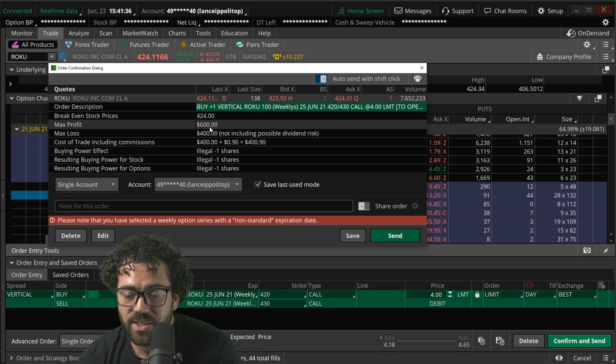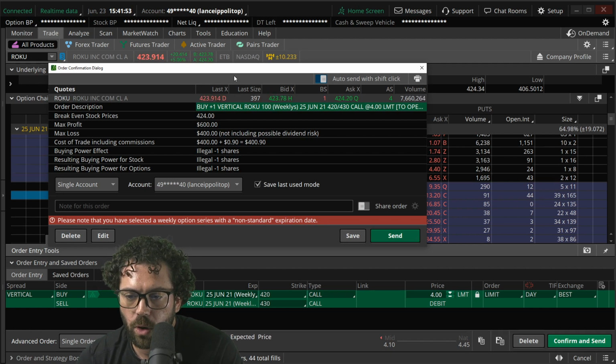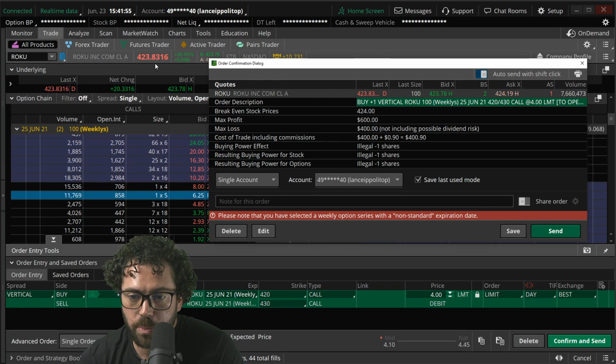So this is a really good way to not pay so much money for buying outright calls by spreading out the trade. And my break even on this would be $420 plus the $4 I pay. So really $424, which is pretty much right where the price of Roku is now. So I'm basically putting a stock replacement bull call spread on for Roku. And this will move as the stock moves higher here in Roku.